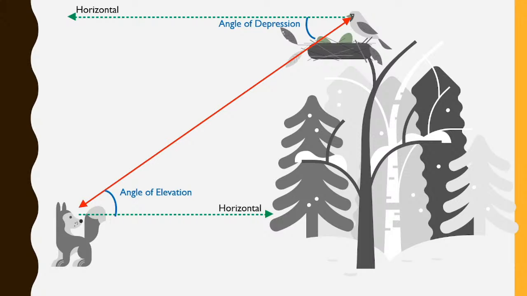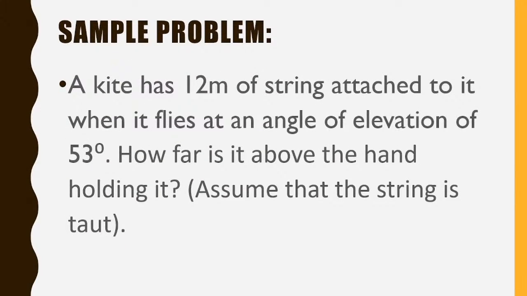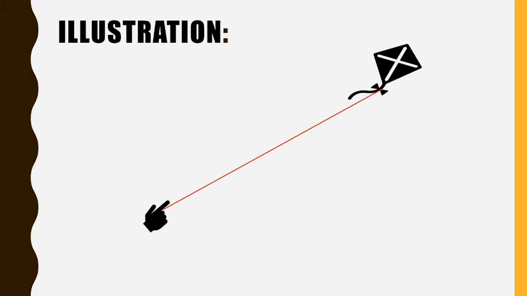Now that we already know the angles of elevation and depression, let's look at this problem. A kite has 12 meters of string attached to it when it flies at an angle of elevation of 53 degrees. How far is it above the hand holding it? Let's assume that the string is taut. The first step that we are going to do is to illustrate the problem. We visualize what the problem looks like. Remember that the string of the kite is taut.